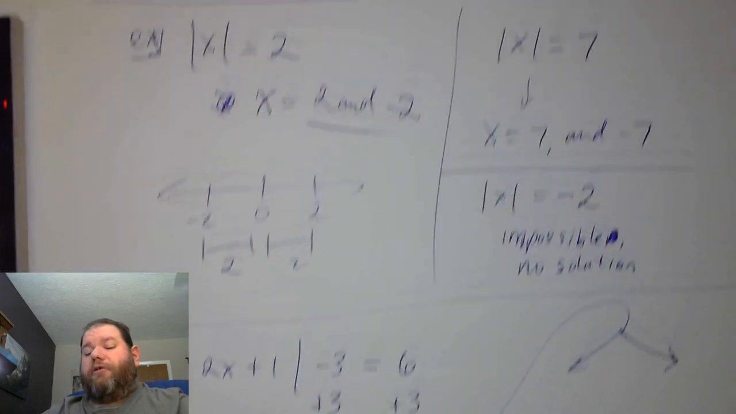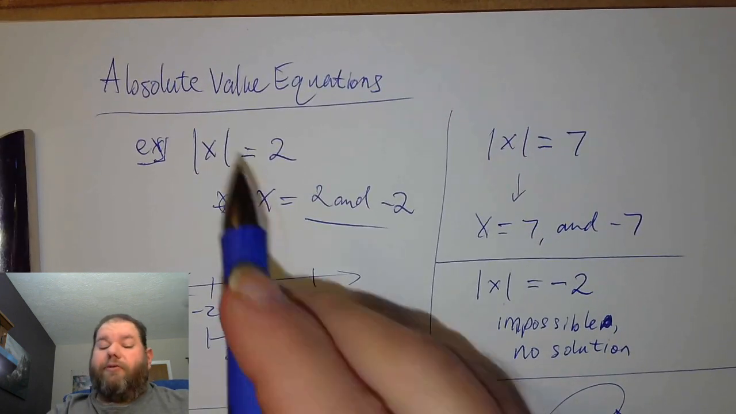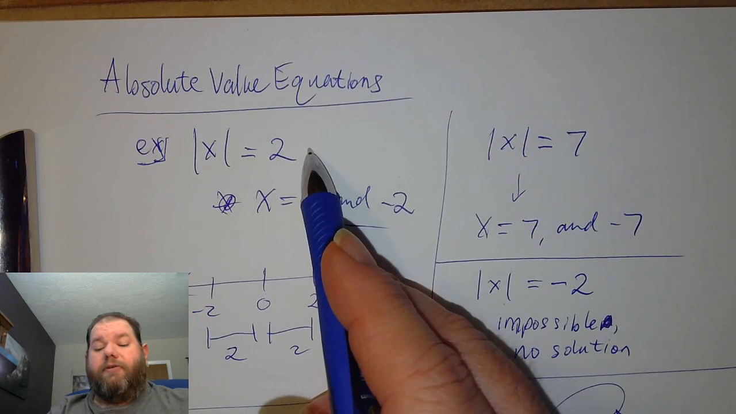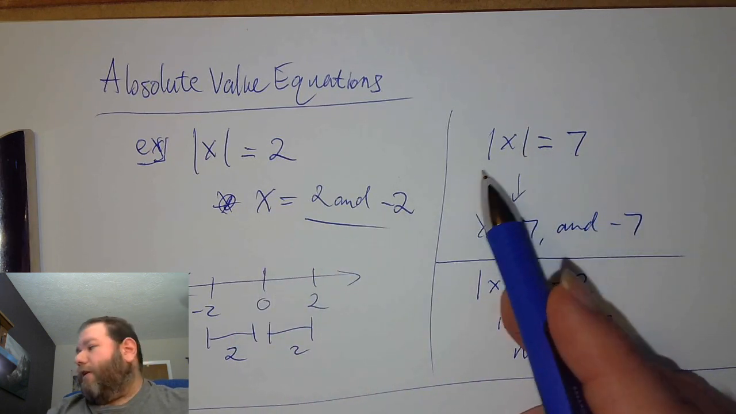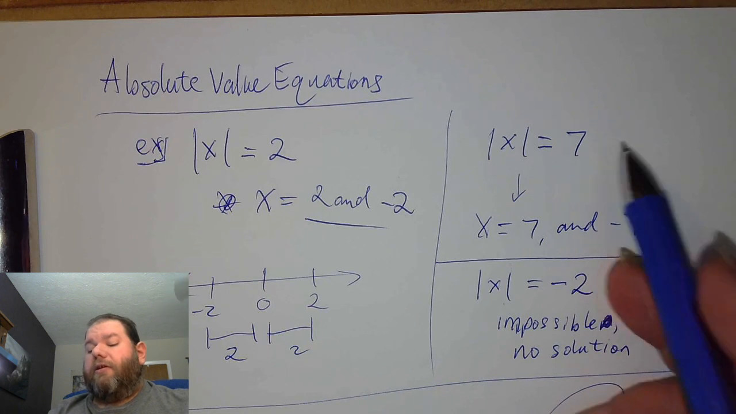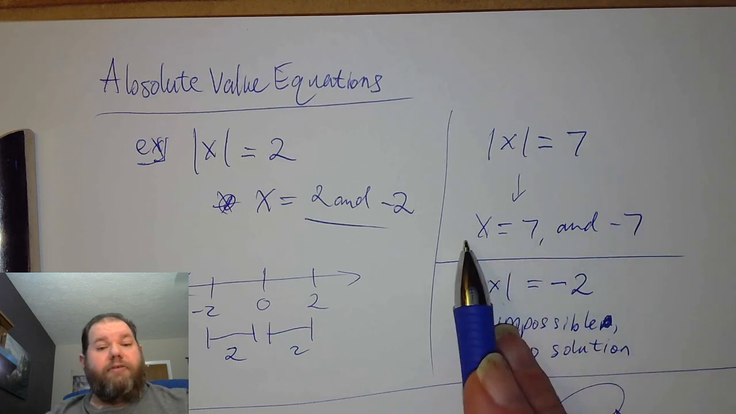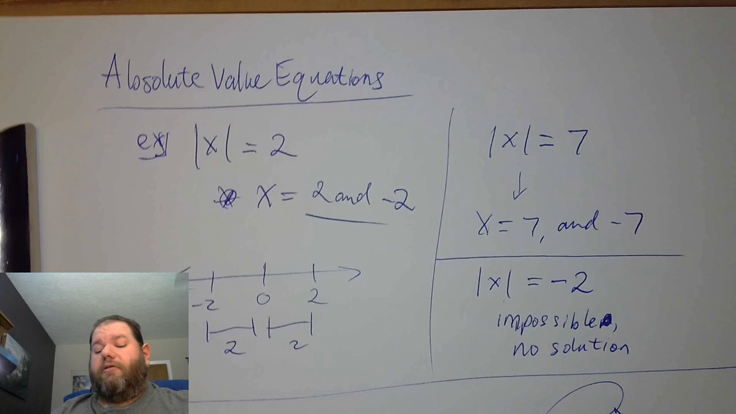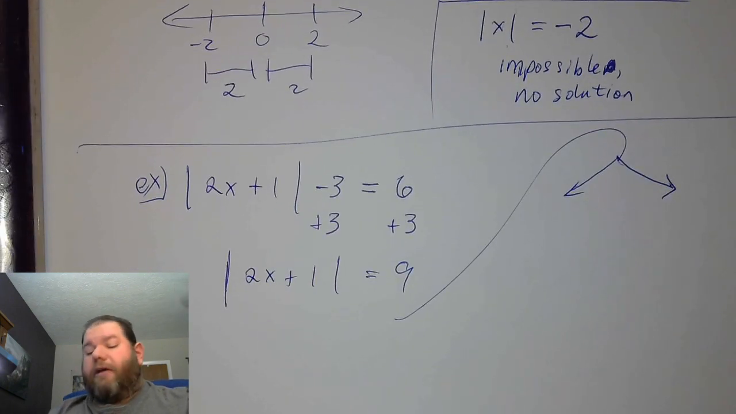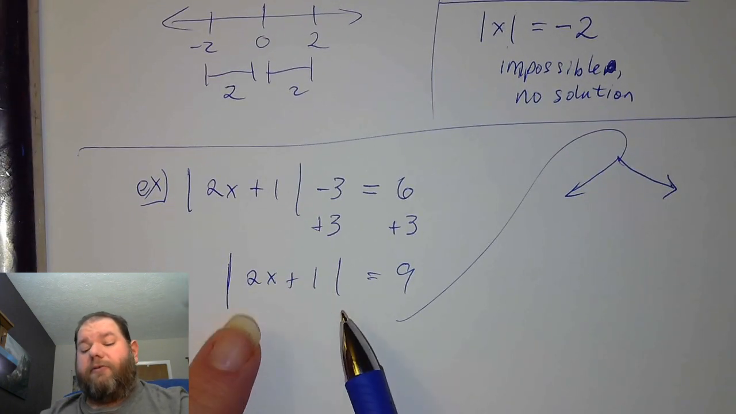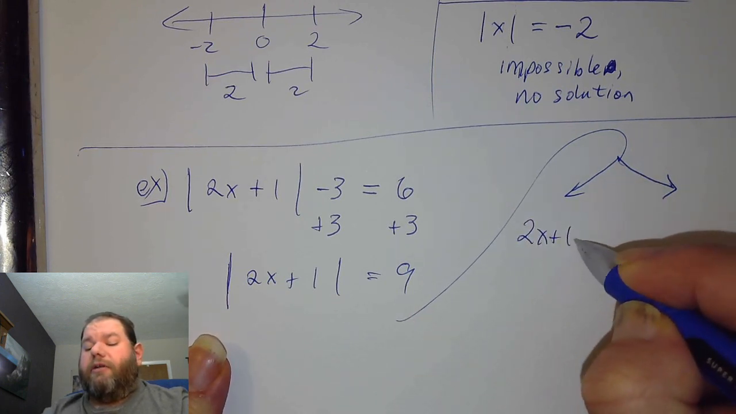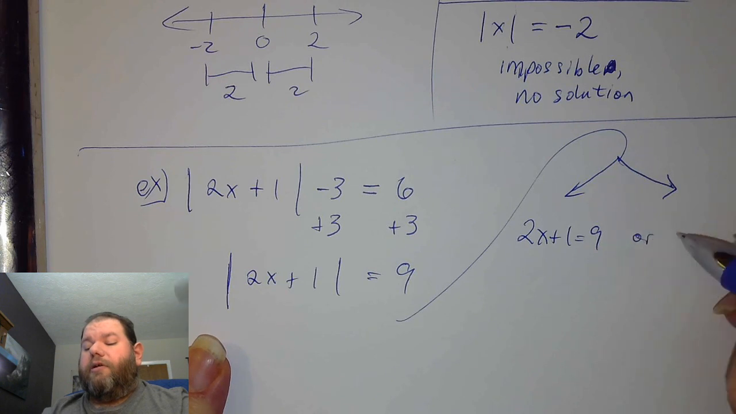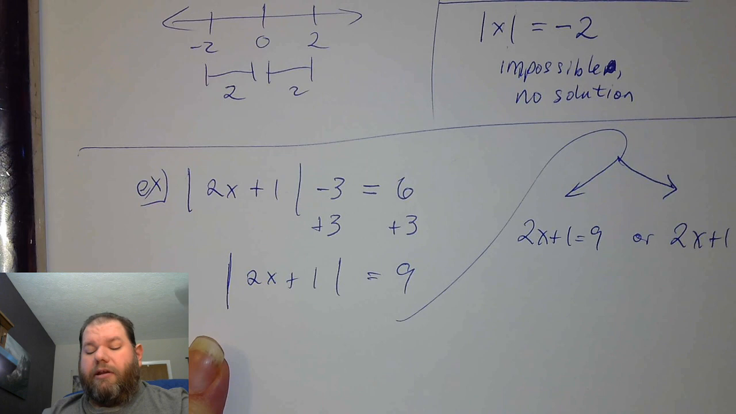And it goes back to what we're talking about up here. We said if we had the absolute value of x is equal to 2, then x is either 2 or negative 2. If we had the absolute value of x equal to 7, then x is either equal to 7 or negative 7. This time, if we have the absolute value of 2x plus 1 equal to 9, then either 2x plus 1 equals 9, or 2x plus 1 equals negative 9.